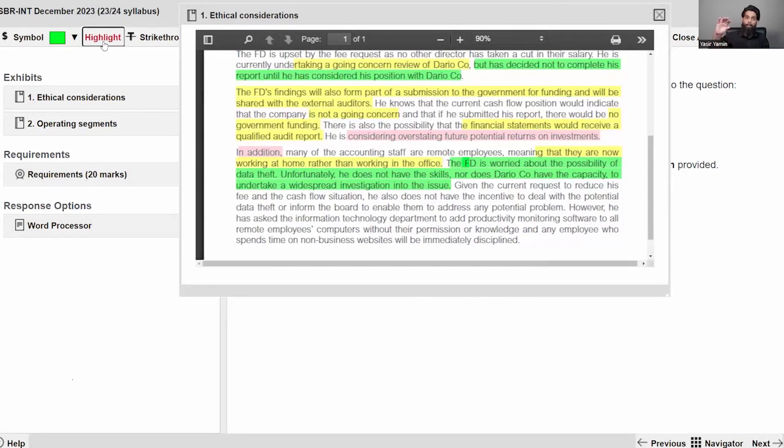So an accountant, with regards to professional competence and at the same time keeping due care, is under an ethical risk, right? Moving forward, given the current request to reduce his fee and the cash flow situation, he does not have an incentive to deal with the potential data theft or inform the board to enable them to address any potential problem. Do you see any problem here, guys? He sees that, okay, my company does not have money. Even they are asking me to reduce my fee. He does not see any capacity for improvement.